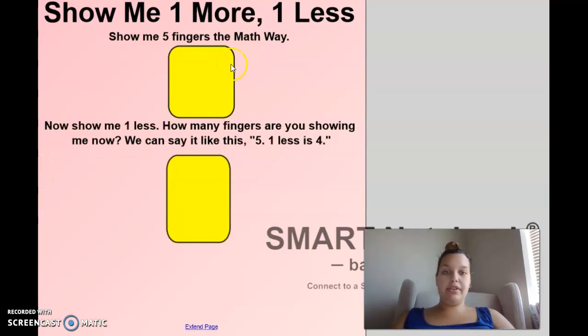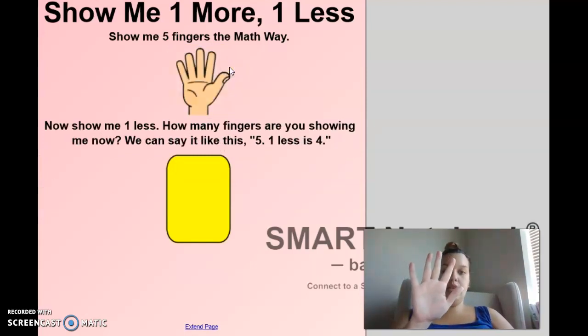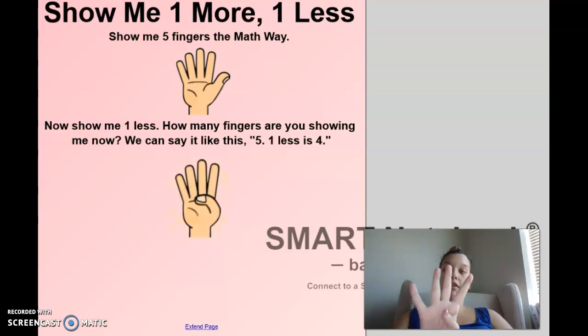Show me 5 fingers. Now show me one less. So we need to take one away. How many fingers are you showing me now? 4. So we can say 5 and one less is 4.